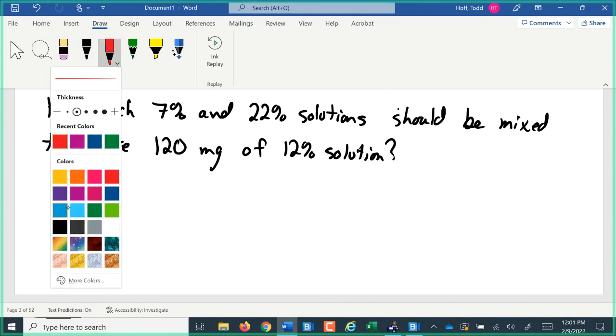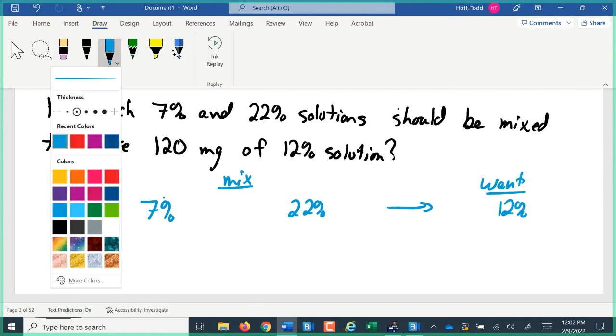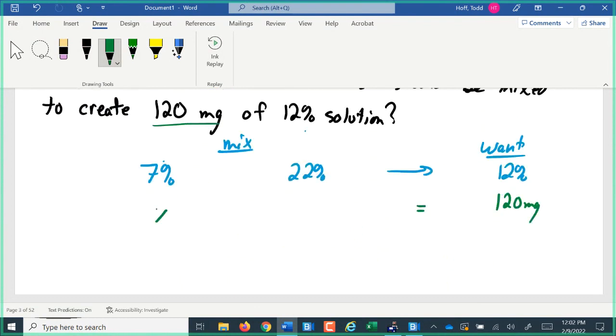So again, we look at what we're mixing here. 7% and 22%. Get what we want. That is the 12% solution. Our amounts, well, again, we only know that we're going to end up with 120 milligrams of the 12%. So once again, I'll come back here. Now, I typically let x be the larger percent, but it doesn't matter. I can let the first one be x. This amount then would be the total of 120 minus x. So those have to add up to the 120.